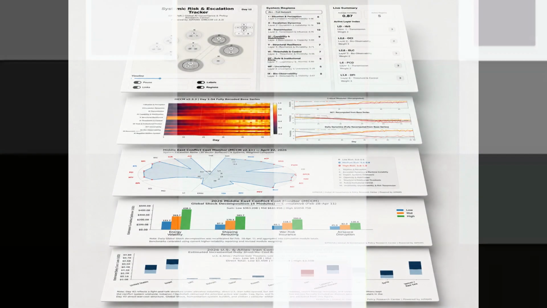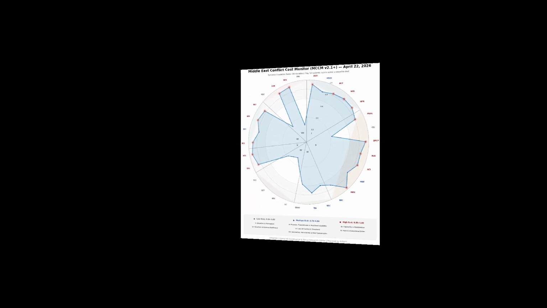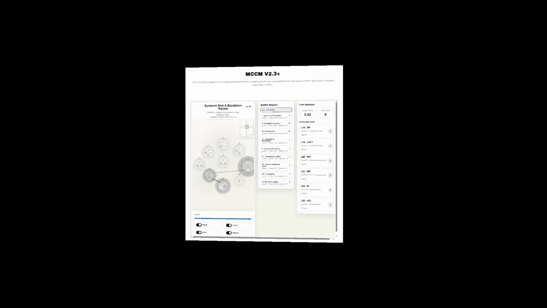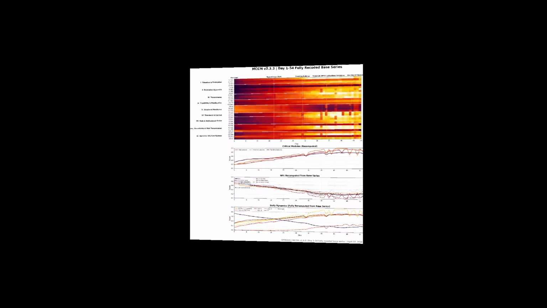The current system includes several components. MCCM v2.1 provides multivariable escalation scoring and risk tracking. MCCM v2.3 Plus provides the LoCT-centered 9-system escalation architecture. MCCM v2.3 operationalizes the framework through 32 variables for structured systemic pressure assessment.